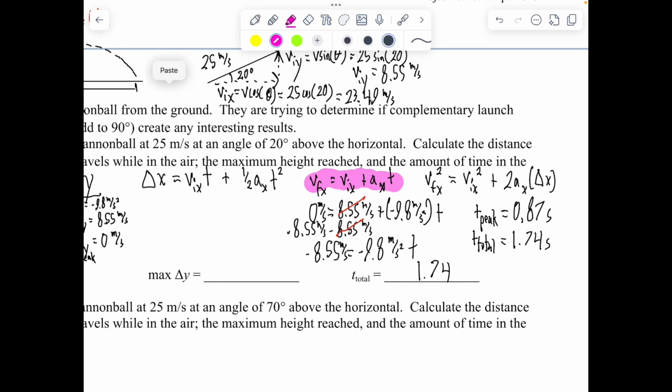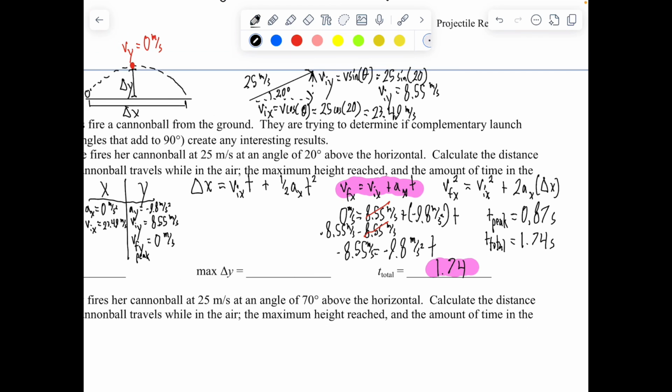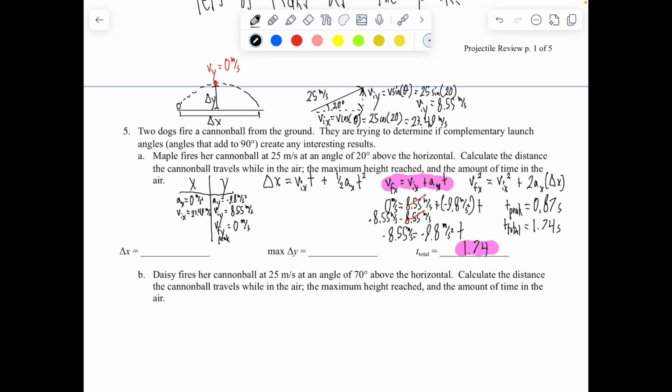So you can go ahead, highlight that. We used our pink equation to get that answer. Again, that was the time at the peak. We doubled it to get our total time. Now let's take a look at something else. Let's look at that delta y. Here, we have our time, we have our final velocity at the peak, we have our initial velocity, and we have our acceleration, all in the y direction. So we can use either of our other equations to solve.